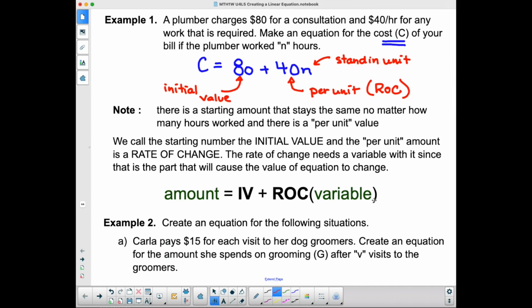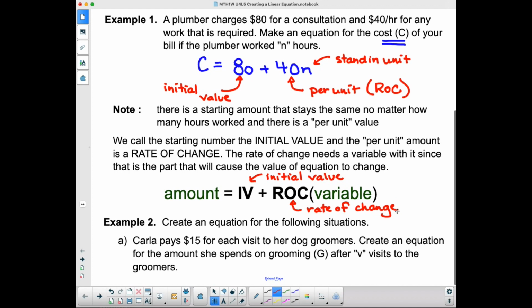So here's just sort of a general pseudo math equation that says the amount equals the initial value. So this is the initial value. Initial value. And ROC stands for rate of change. But you knew that because we already talked about that last week. We've already been writing down ROC for a while.